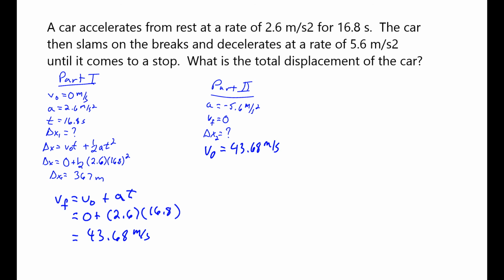And now what equation can we use to find the delta x for part 2? Last one. So it's going to be Vf squared equals Vo squared plus 2a delta x. So we get 0 equals 43.68 squared plus 2 times negative 5.6 times delta x.